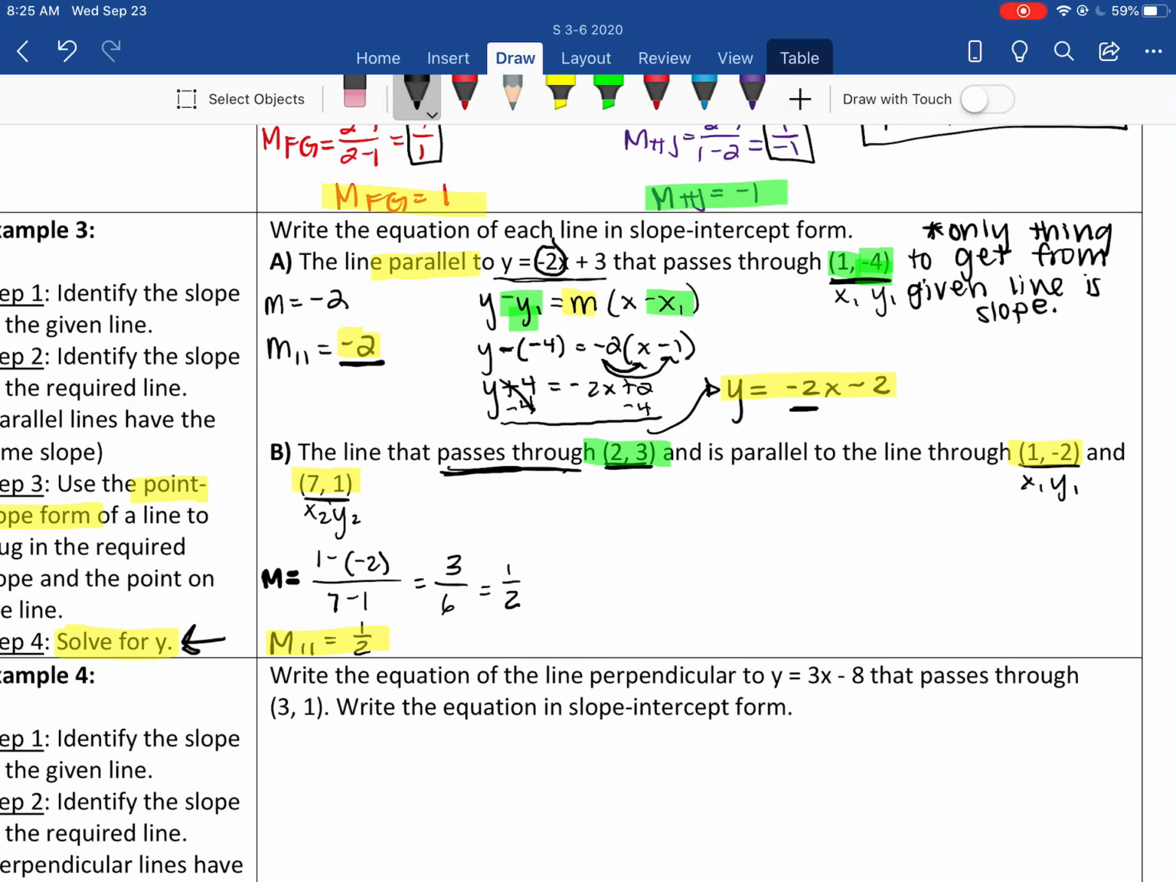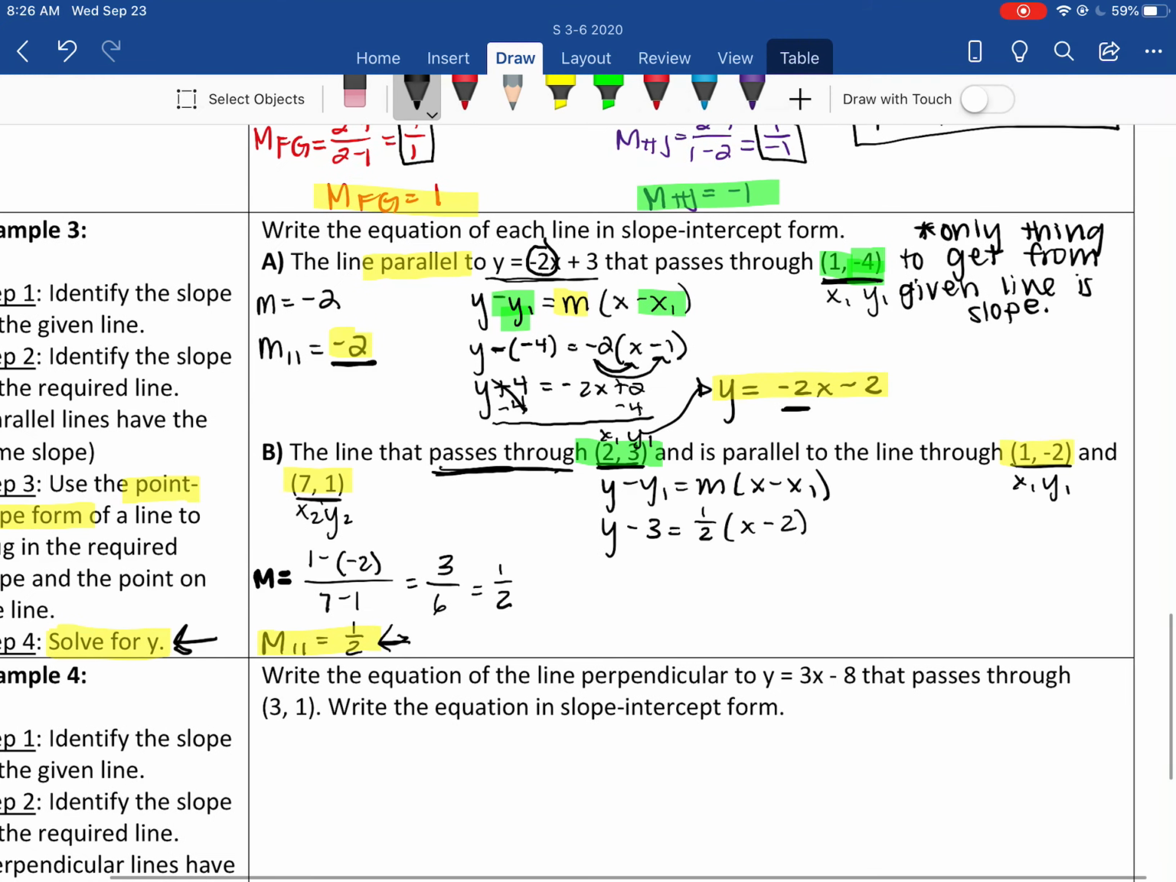So now that we have our parallel slope, we can ignore my 2 yellow points and look at our green point. So we're going to have to plug this into y minus y1 equals m(x minus x1). Okay, so what I need to do is plug this green point in, using my new slope. So this is my x1, y1. So when we plug it in, we have y minus 3 equals my slope of 1/2 (x minus 2).